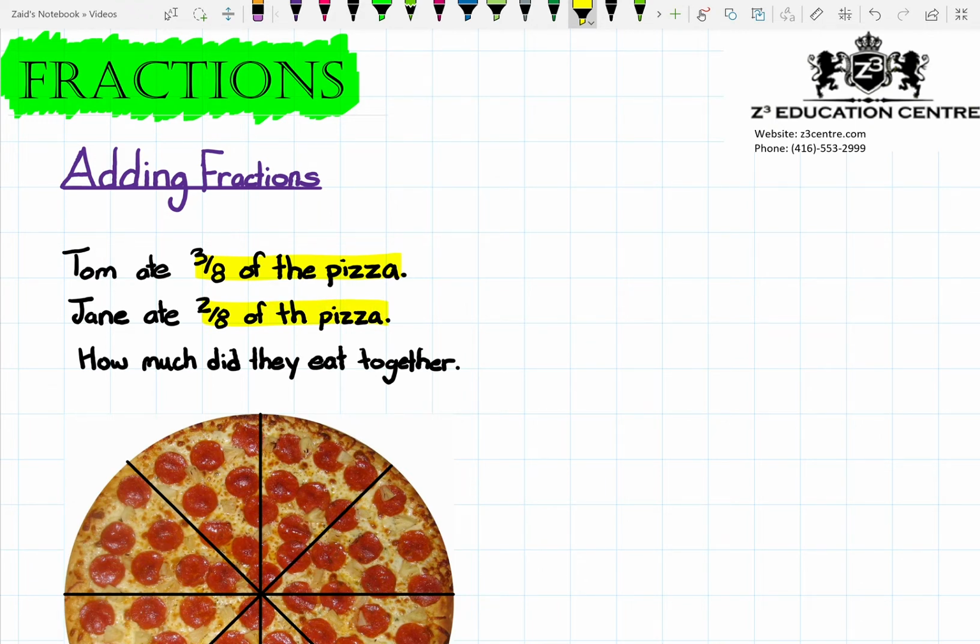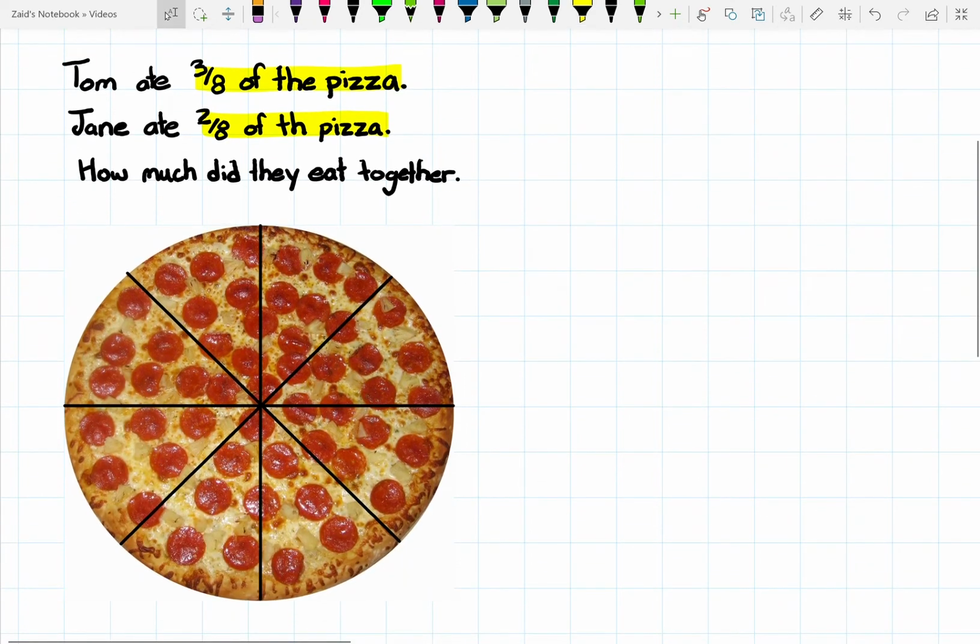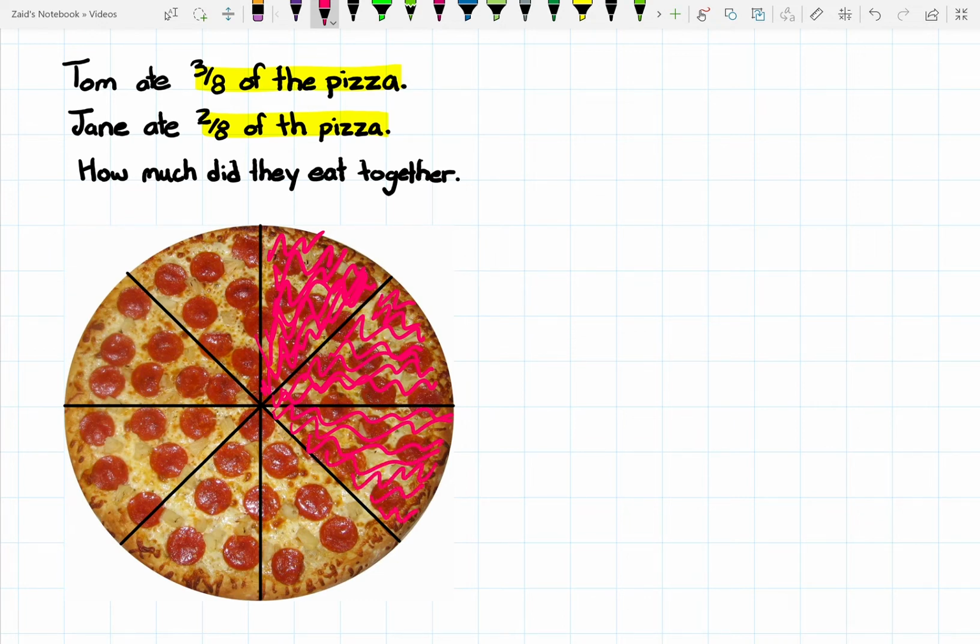Well, if I draw a pizza over here with 8 equal slices, I could first show how much Tom ate by drawing one slice right here, then 2 slices, and since it's 3/8, that means I have to draw 3 slices for Tom. So 1, 2, and 3.